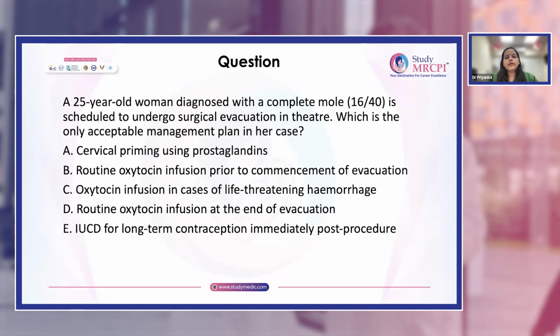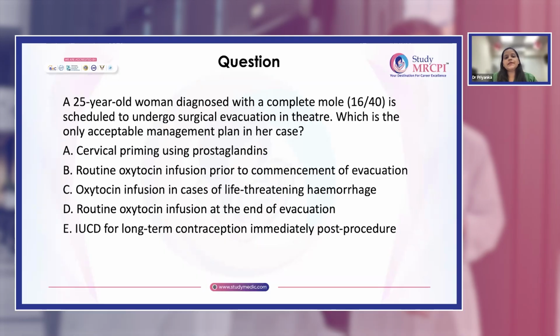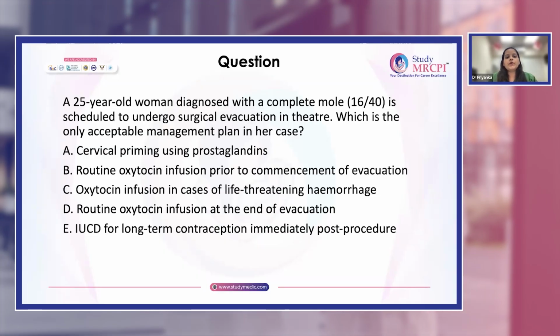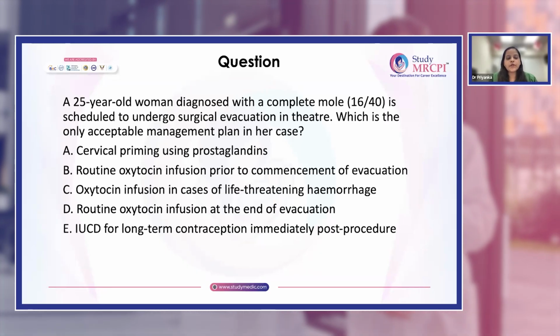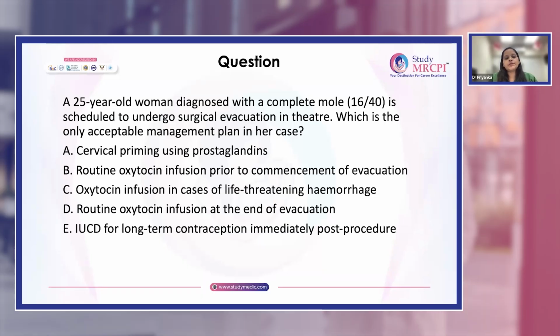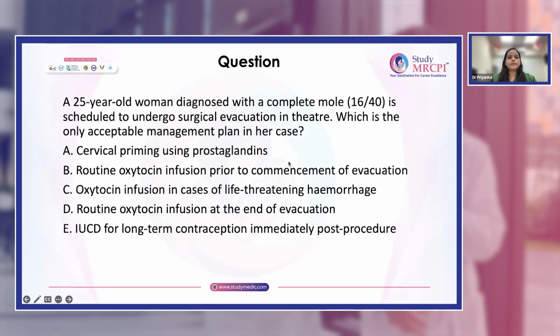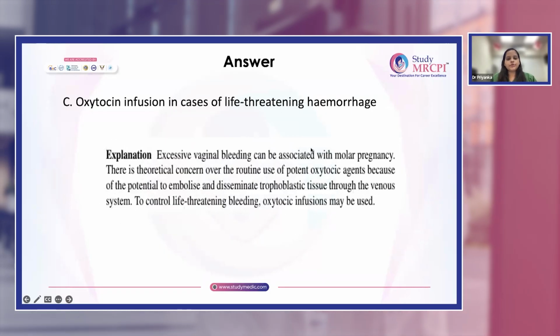So the guideline says that we can use oxytocin infusion in case of life-threatening hemorrhage. The option C is the correct answer, because there is a theoretical risk of embolization of the trophoblastic tissue, and hence routine use of oxytocin infusion is avoided, and only if there is a case of life-threatening hemorrhage, in that case, we use oxytocin infusion.